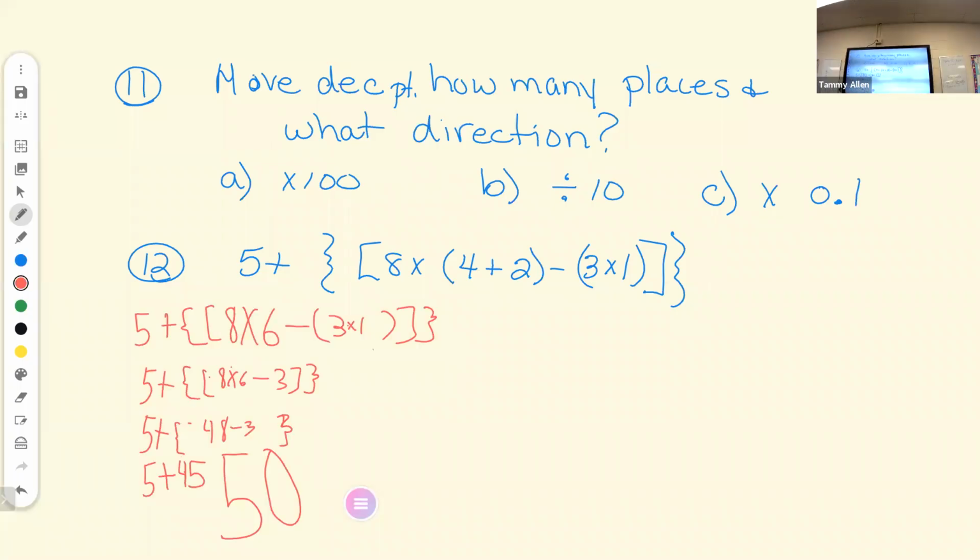Number 1. It's over there on the board. They moved the decimal point straight up because our divisor was a whole number. They came up with 5,800. Any questions on that one?